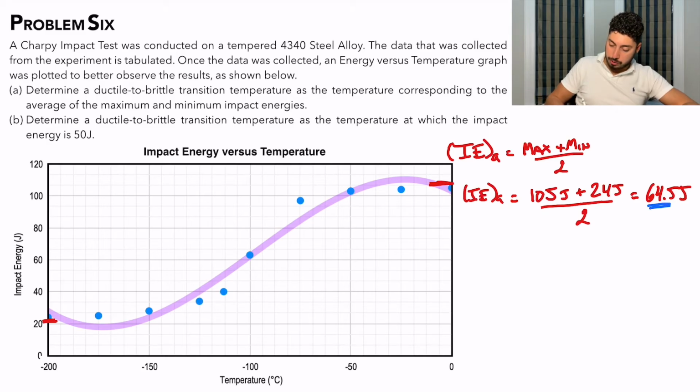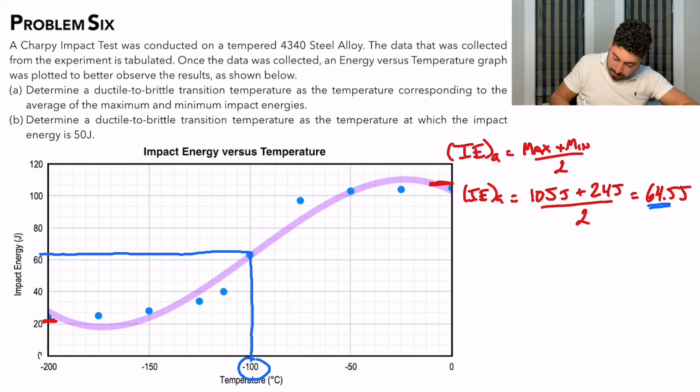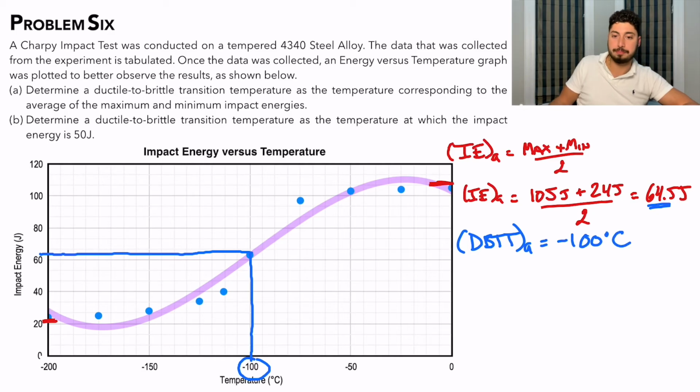So we're going to use this value and come on our graph and determine our ductile to brittle transition temperature. So 64.5 is approximately here. So we're going to come across, and then we're going to come down, and we can see that our ductile to brittle transition temperature at our average is equal to negative 100 degrees C. So that's what we conclude from part A.